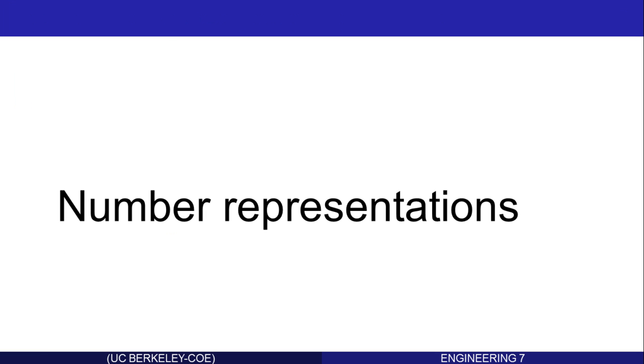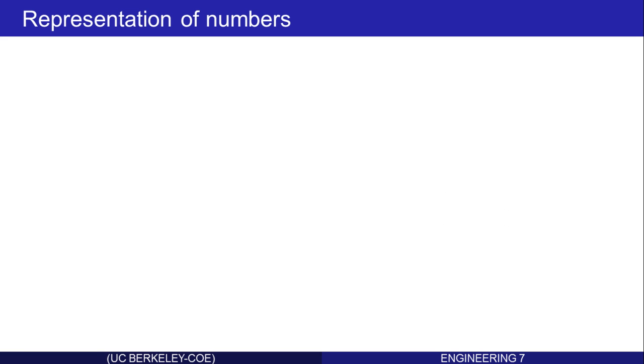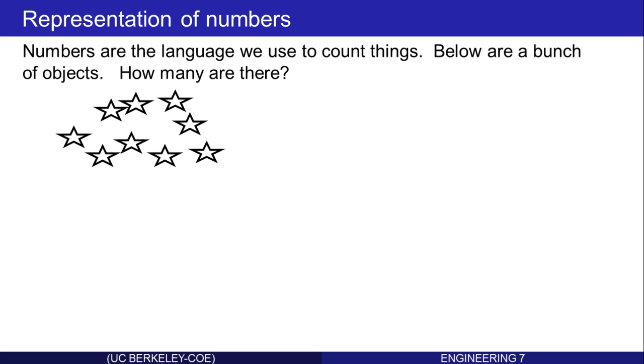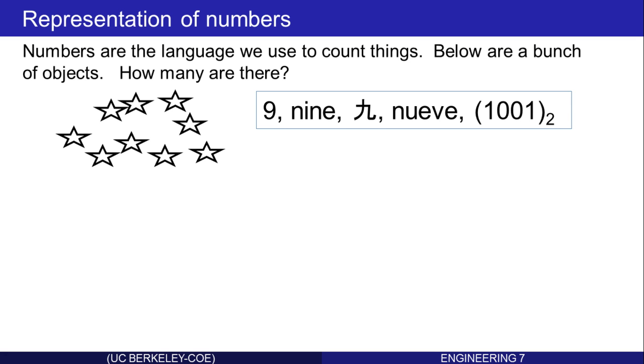We'll start by talking about representations of numbers. Numbers are the language we use to count things. Below I've drawn a picture of a bunch of objects. How many are there? And the answer is there's 9, or 9 in many other different representations.